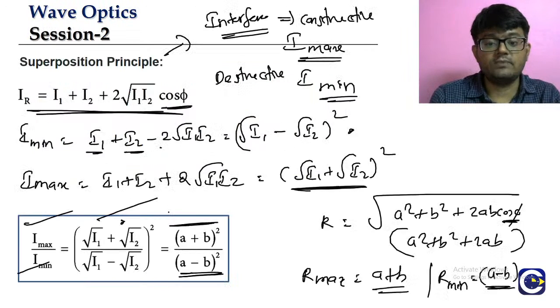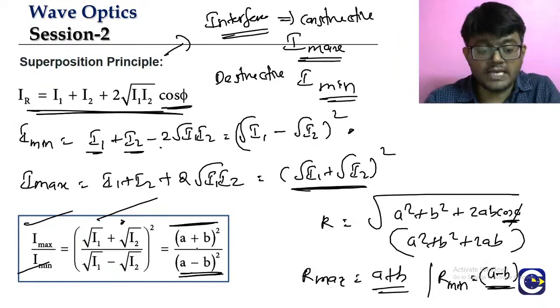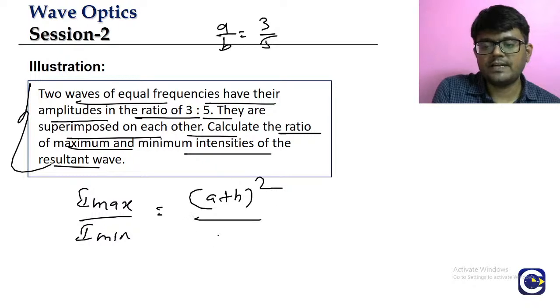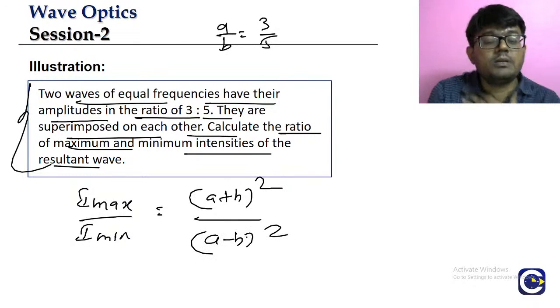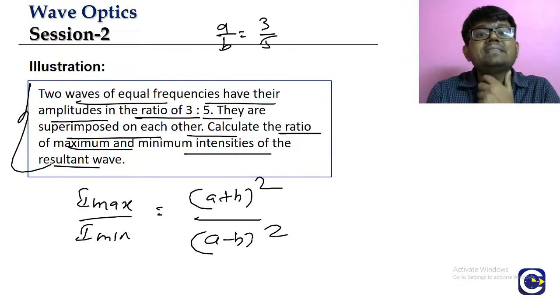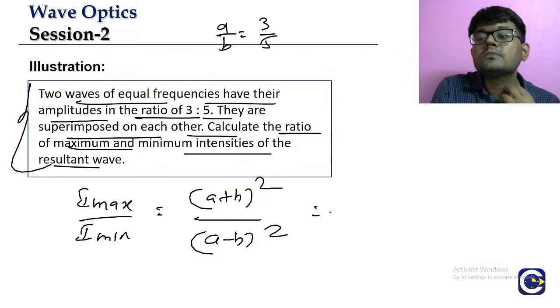Just now only we saw it, right? What is the formula? I max by I minimum is what? A plus B the whole square divided by A minus B the whole square. But the problem is what? We don't know what is A, we don't know what is B. What we know is A by B. For that what we'll do?